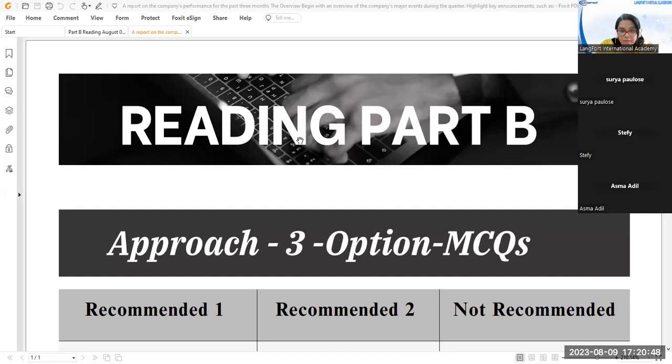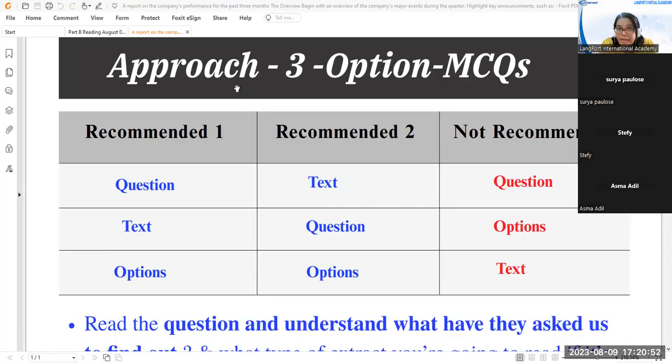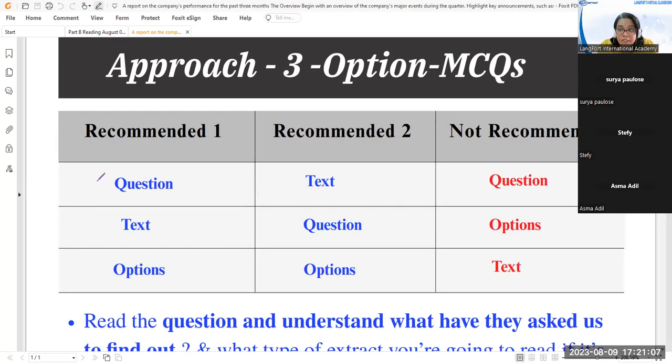The screen is loading. Okay, so when it comes to part B of your reading, you will be answering 6 different questions, and you will be going through 6 different extracts. And these questions are multiple choice questions. You can start by reading the question, interpreting the question, then looking at the text. Finally, looking at the options. This is the best approach. Question, text, options.